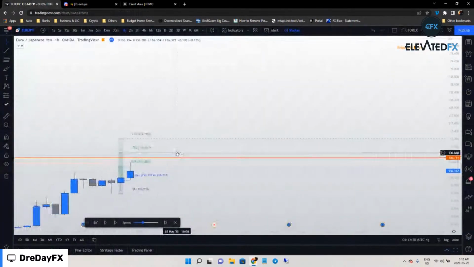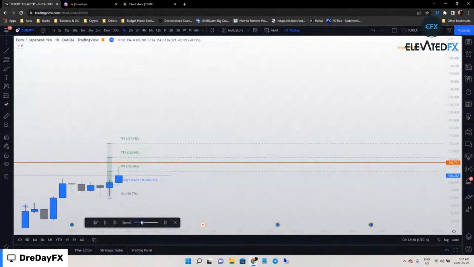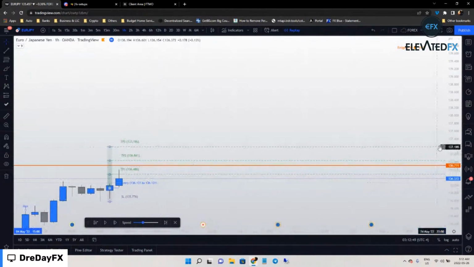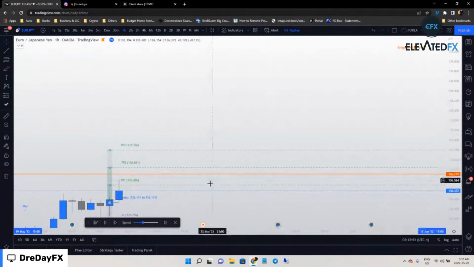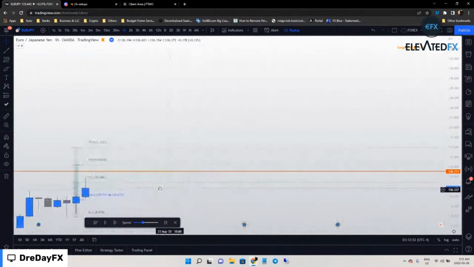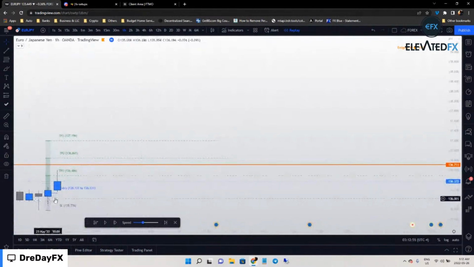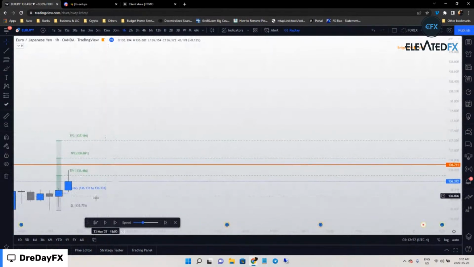So how do I decide if I take the trade on a market execution? Because you have the option to do a market execution or a pending order for a buy.